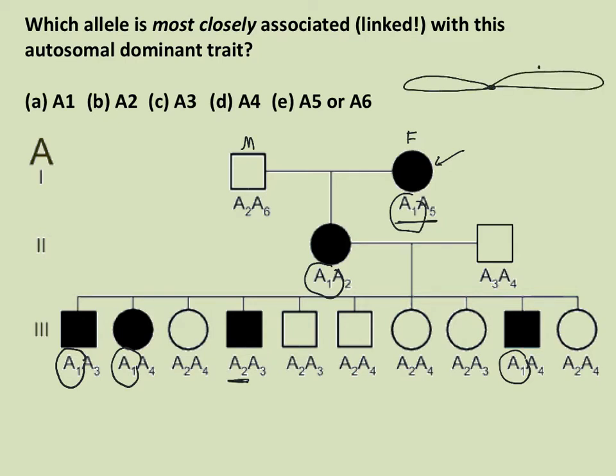you might imagine that the trait we're interested in here is located at one point on a chromosome, and the A1 allele is located very nearby it, so that when the A1 allele is inherited, so is this trait or this mutation. So we're going to talk a little bit more about these ideas of things being linked on a chromosome today.